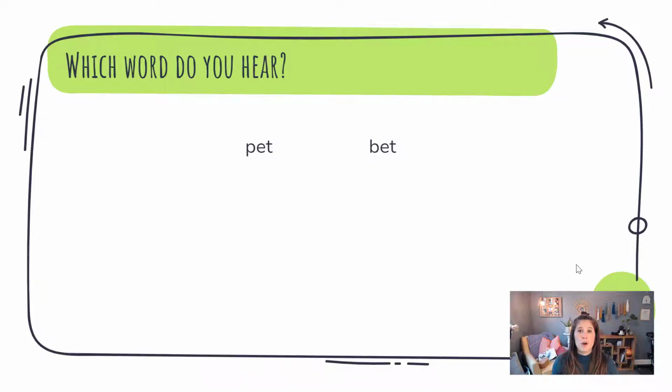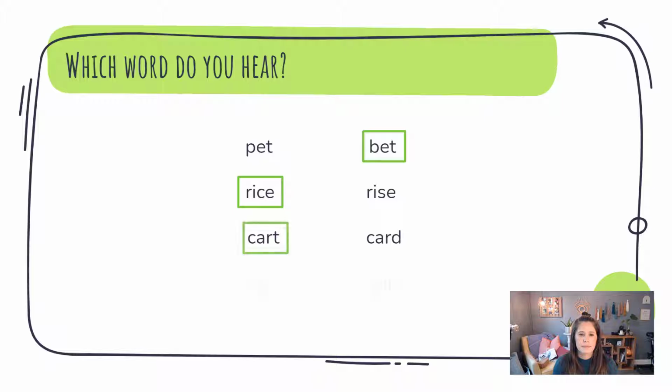Next, I'm going to read you 4 pairs of words. Each pair has 2 words, and I want you to try and identify which of the 2 words in each pair you are hearing. All right, the first one, bet, bet. Rice, rice. Cart, cart. Glue, glue.